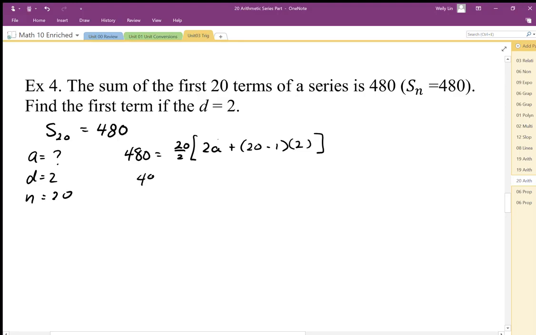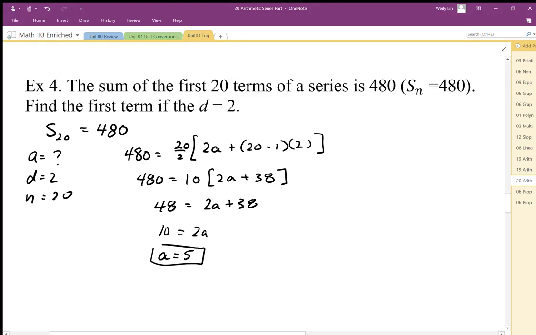I can algebraically solve for the first term a. So I end up with 10 times 2a plus 38. Divide both sides by 10. So 2a plus 38 is equal to 48. Solving for a, subtract 38 from both sides. a works out to be 5. So the first term is 5 in this case. So a equals 5.